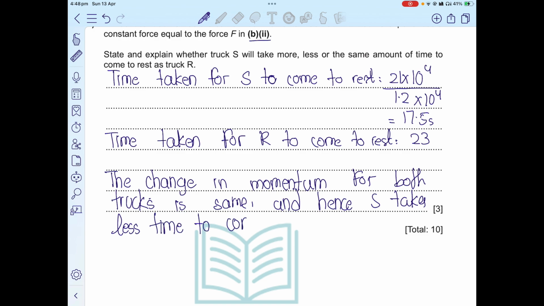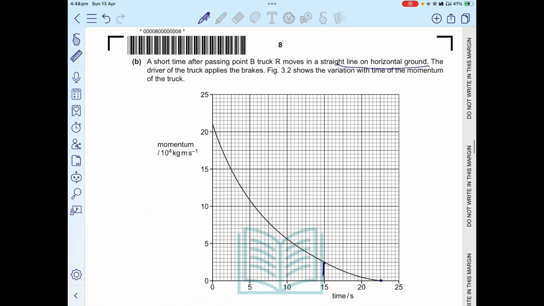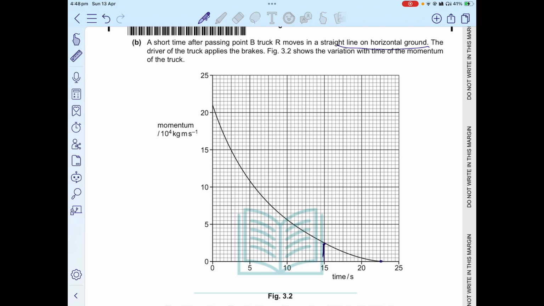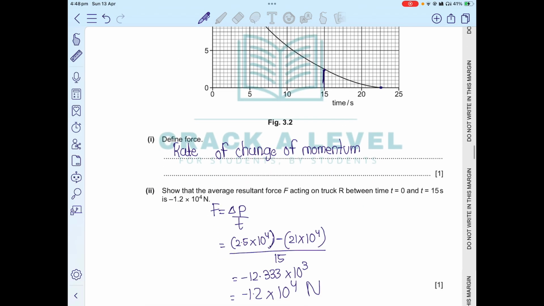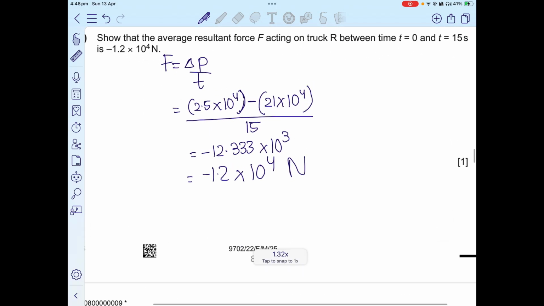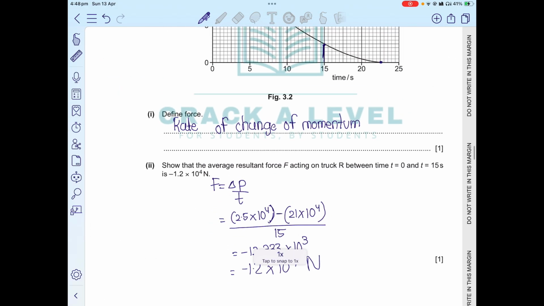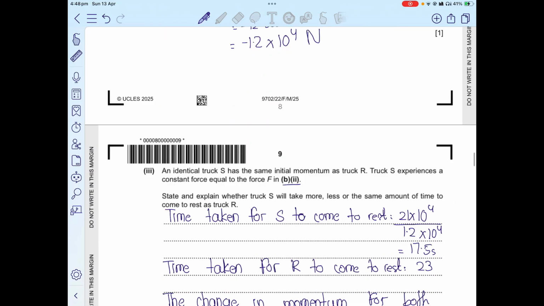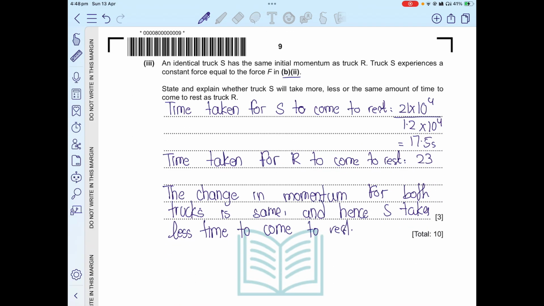Okay, let me just explain this question to you again if you're confused. First of all, there was a graph given for momentum and time. They were asked to define force, which is easy, and they were asked to work out the resultant force, which is the change in momentum over time. So between 0 and 15 seconds, we got the change in the momentum. If we divide that by the time value, we'll actually get the force value. Now, if we use this force value and the change of momentum, which is 21 into 10 raised to 4, we know that truck S will come to rest at 17.5 seconds, whereas truck R will come to rest in 23 seconds.